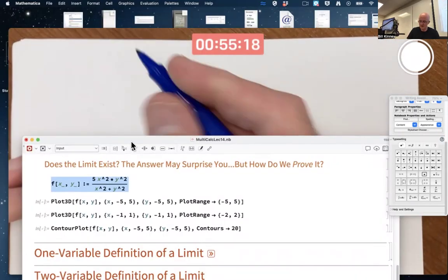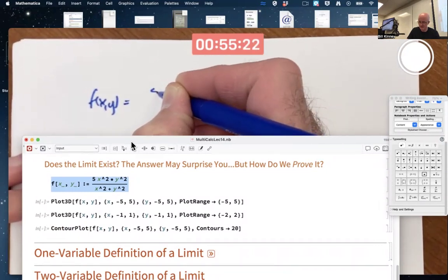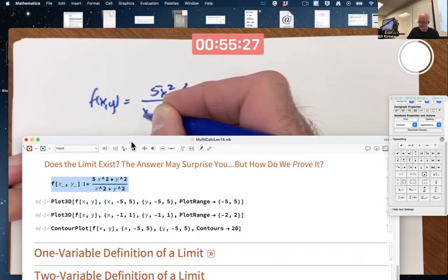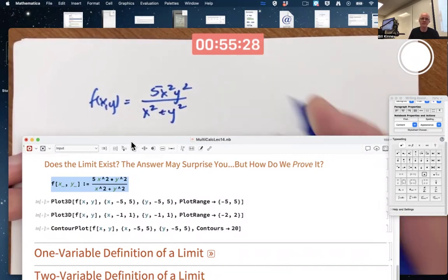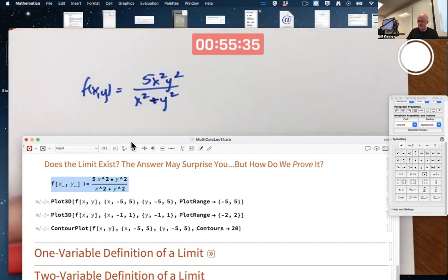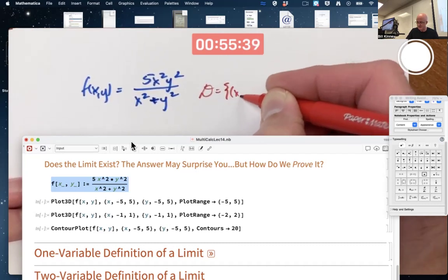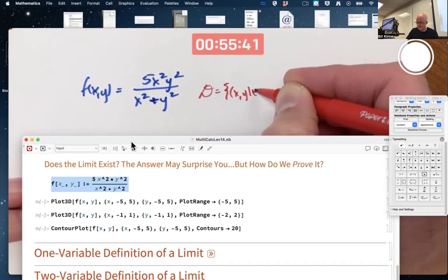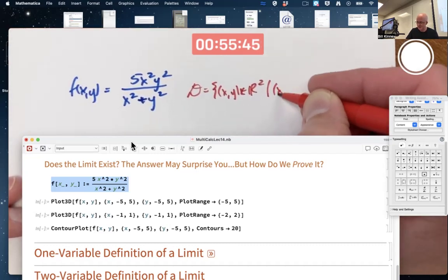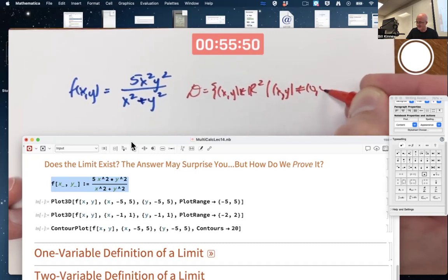5x squared times y squared divided by x squared plus y squared. Even though this function is undefined at the origin, the domain includes all points but the origin. It's the set of all points in the plane with the property that it's not at the origin, which is once again an open but unbounded set.